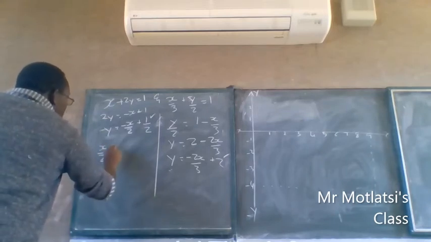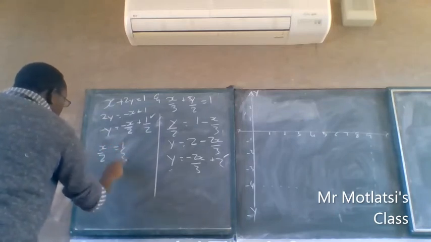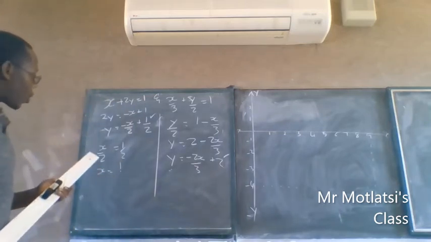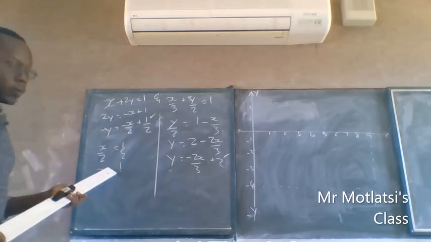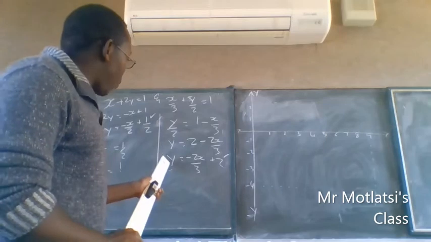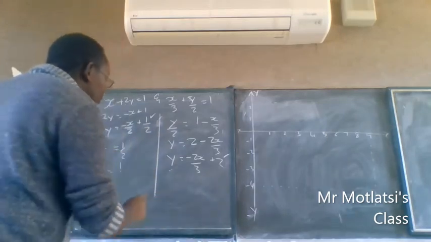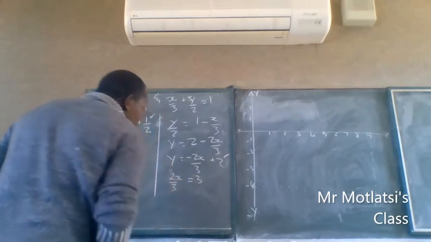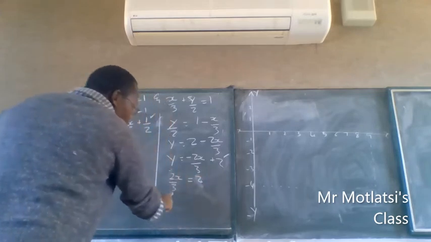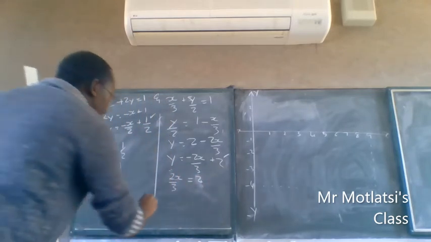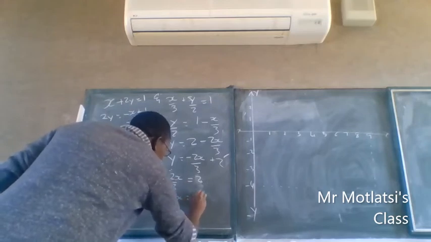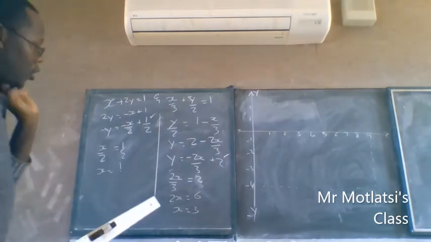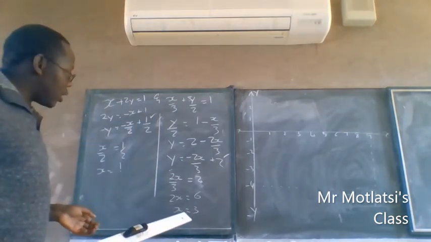Now, for the first equation, if y is equivalent to 0, what is x? x over 2 is equivalent to 1 over 2, meaning x is equivalent to 1. So therefore, the first equation crosses the x-axis at x equals 1. Now, what about this one? If y is equivalent to 0, what is the value of x? Well, 2 over 3 x is equivalent to 2, meaning 2x is equivalent to 6, x is equivalent to 3. So this line crosses the x-axis at x equals 3.